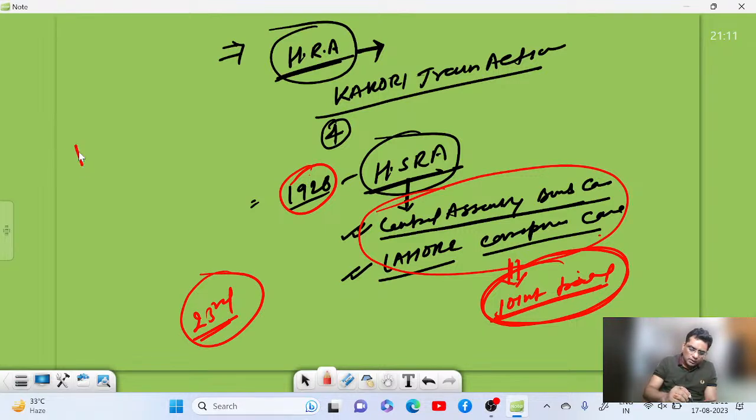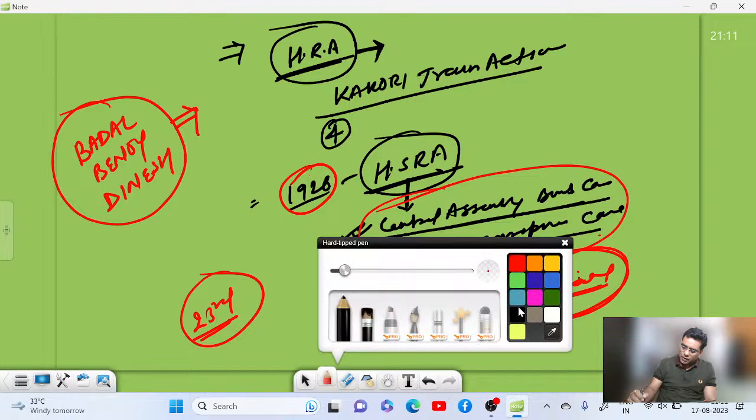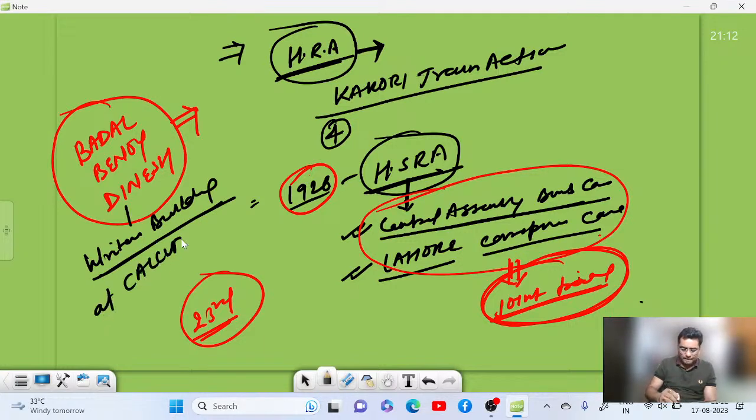Then we have names like Badal, Binoy and Dinesh. Since it is a special reference to Bengal, we have to point here that Badal, Binoy and Dinesh were trying to unfurl the tricolor flag on the Writers Building, Calcutta. Writers Building is the West Bengal Secretariat. And they were killed by the Britishers.